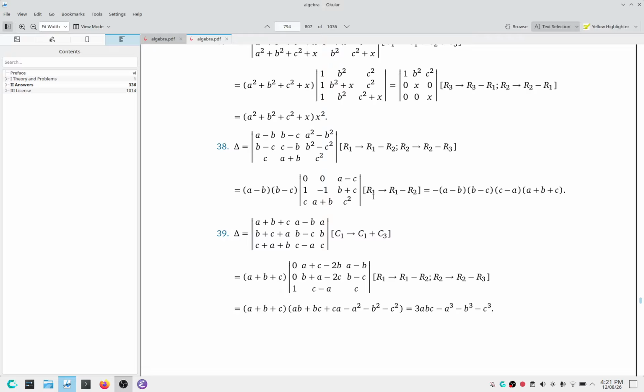Once we have that, we do R1 equals R1 minus R2. We will get two zeros here and a minus c here, because a plus b minus c will be a minus c. Once we have that, we expand along this first row. So this will be a plus b, and this will be plus c. So a plus b plus c.